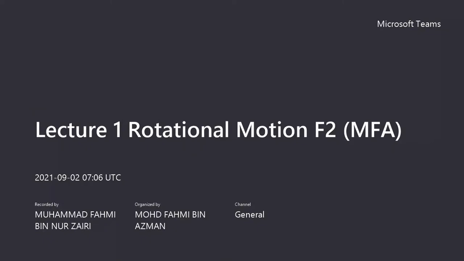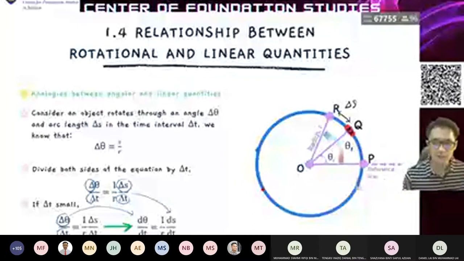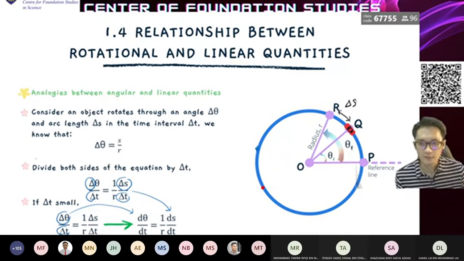Okay, maybe kita nak ambil at this point. Kita tak nak the whole circle. Kita nak at the specific time so that we can derive what is the tangential velocity at that particular point. Okay, now kita dah dapat this equation.